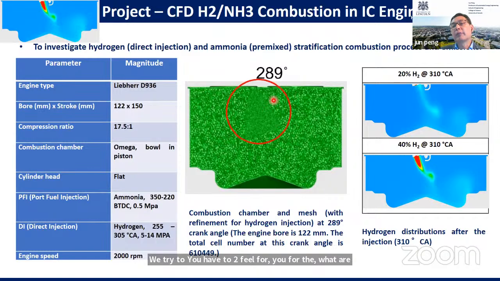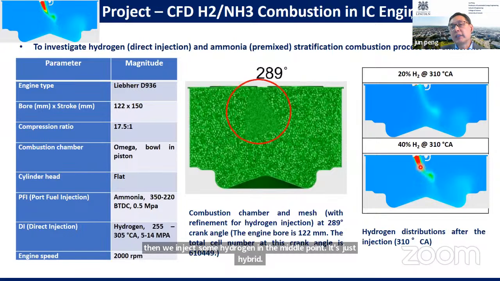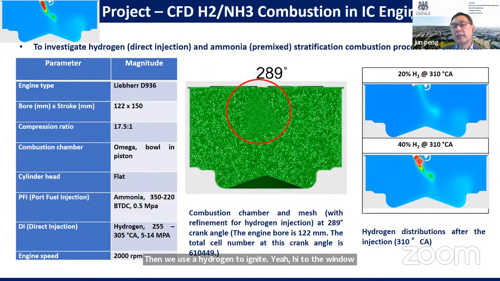Ammonia is premixed with air. Then we inject some hydrogen at the middle point, just hydrogen, and use the hydrogen to ignite. Hydrogen is known to ignite easily. Once hydrogen starts combustion, it can ignite the ammonia mixtures.